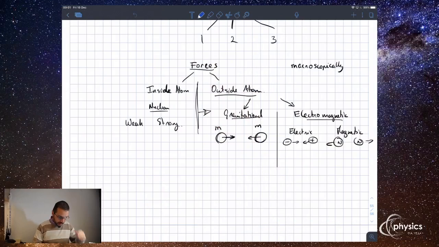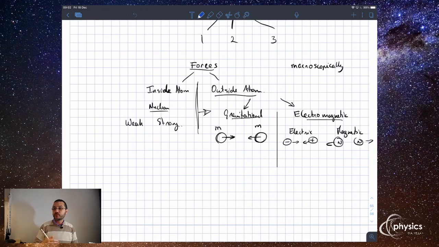Yesterday we were talking about forces because we're going to use forces in Newton's laws. Newton's laws is all about how the forces interact in a way to make an object move at constant velocity or to move in acceleration. All right? And we said that the forces can be subdivided into two groups, the forces which are inside the atom and outside the atom.